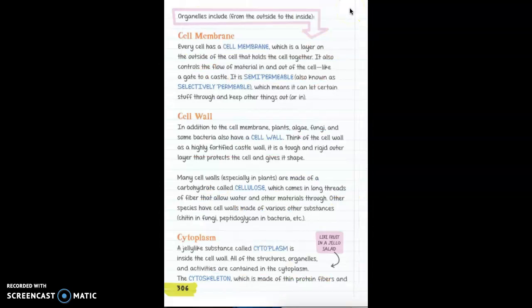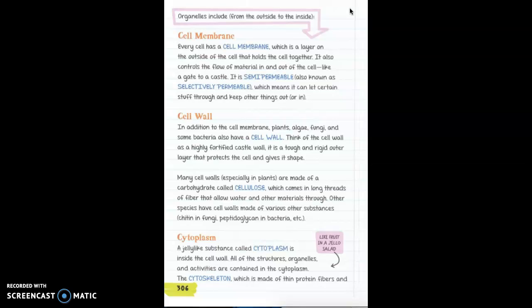Organelles include, going from the outside to the inside of the cell, a cell membrane. Every cell has a cell membrane, which is a layer on the outside of the cell that holds the cell together. It also controls the flow of material in and out of the cell, like a gate to the castle. It is semi-permeable, also known as selectively permeable, which means it can let certain stuff through and keep other things out or in.